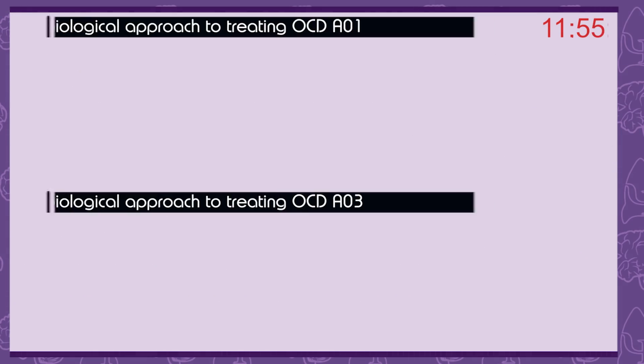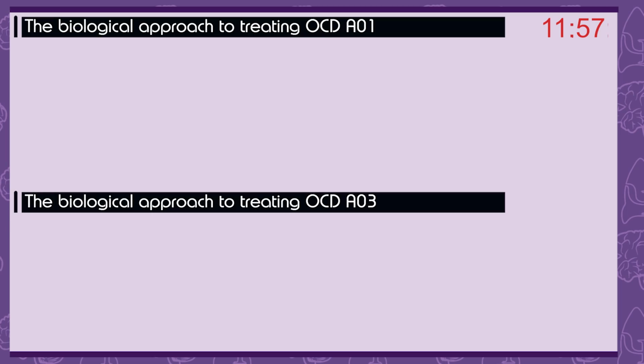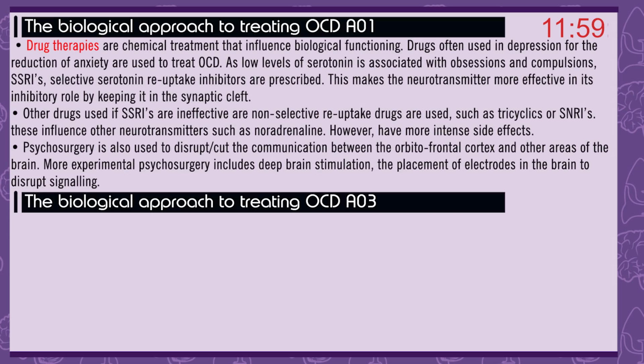The biological approach to treating OCD. Drug therapies are chemical treatments that influence biological functioning. Drugs often used in depression for the reduction of anxiety are used to treat OCD. As low levels of serotonin is associated with obsessions and compulsions, SSRIs, selective serotonin reuptake inhibitors, are prescribed. This makes the neurotransmitter more effective in its inhibitory role by keeping it in the synaptic cleft.